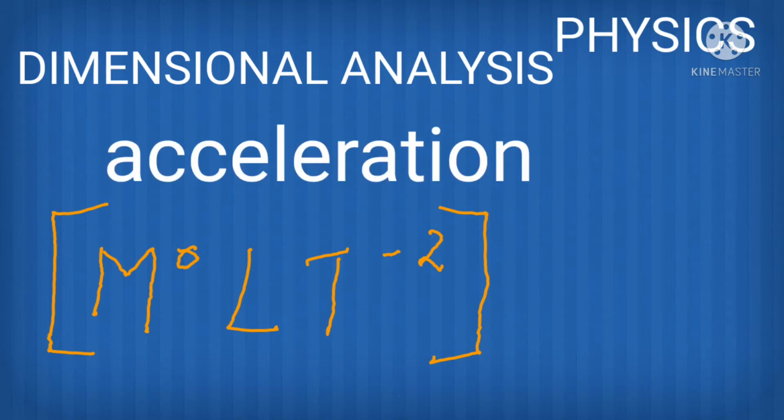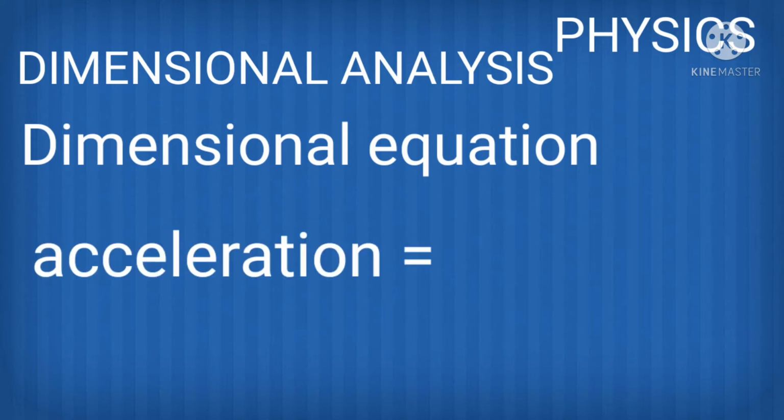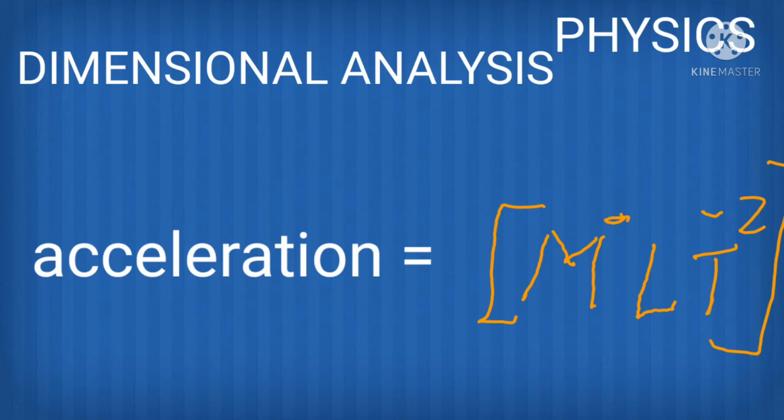When the dimensional formula of a physical quantity is expressed in the form of an equation, that equation is known as dimensional equation. So, if we write acceleration equal to something, what does it become? An equation. Acceleration equal to M power 0 L T power minus 2.